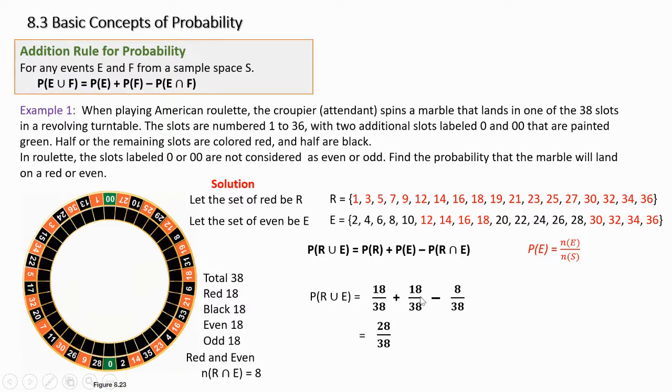So then, what's 18 minus 8? Wouldn't it be 10? And 10 plus 18 will give us 28. So this is my result. And all we do is simplify. So that's your final answer.